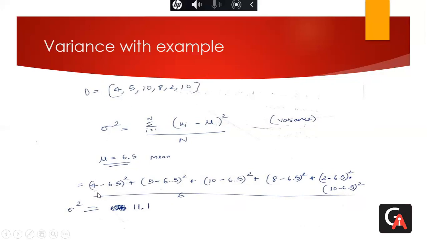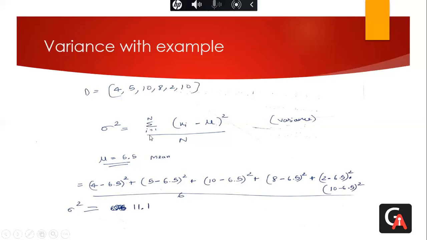Let's observe one thing. What we are doing is finding the distance of each data point from the mean, and we are taking the average of it. So we are taking the distance from the mean of each data point and taking its average. In this case we calculated and got 11.1 to be the variance.